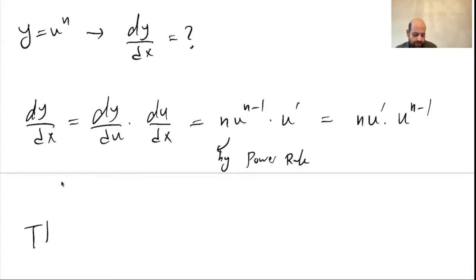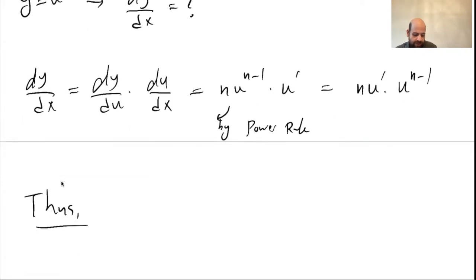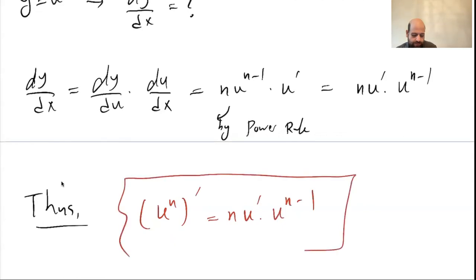So the answer will be n u prime u to power n minus 1. So what can we say? We can say that the derivative of u to power n is n u prime u to power n minus 1.